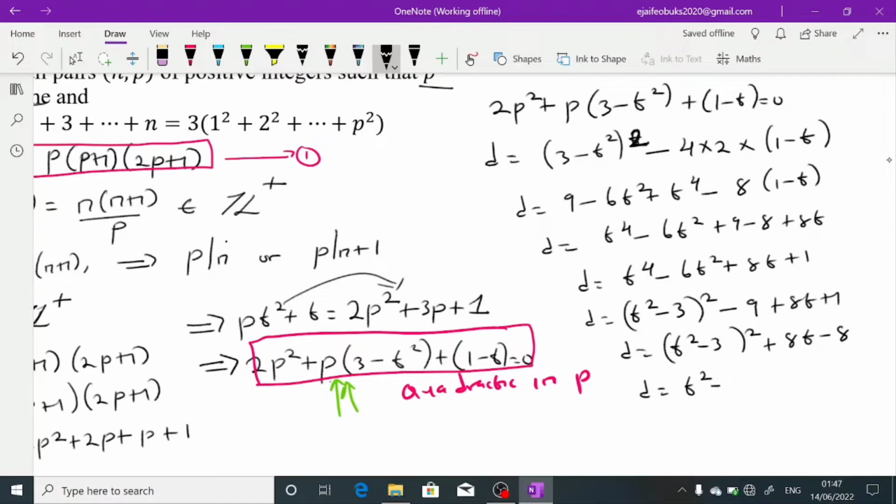I'm going to show you why I'm doing this soon. Okay, so this is the discriminant of this equation. Why are we using the discriminant?